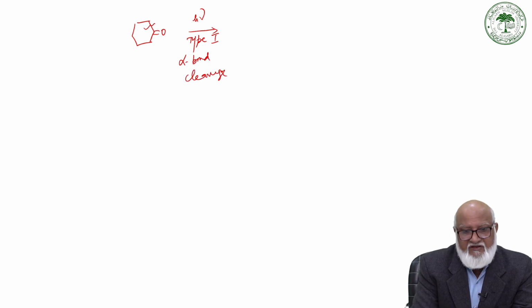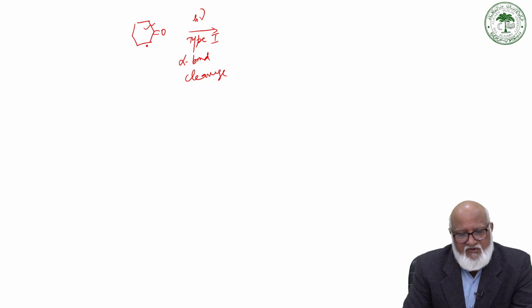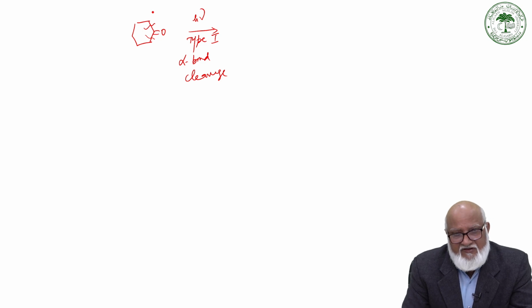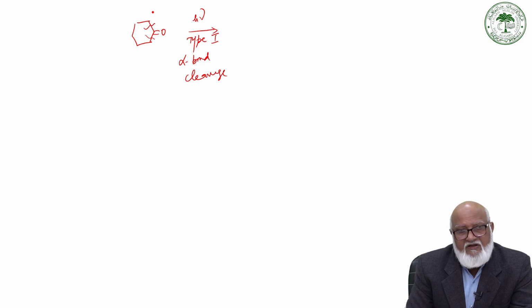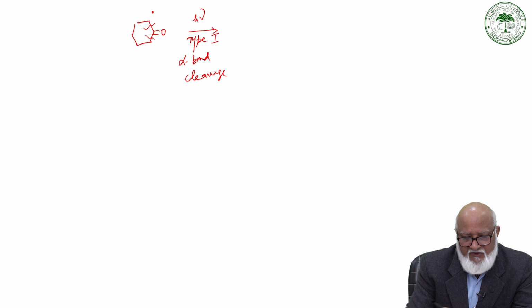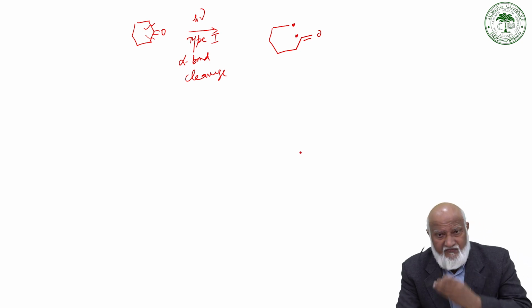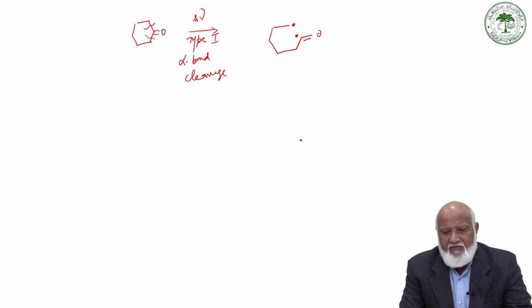We can cleave any of these because both the alpha carbons are symmetrically substituted. So whether we cleave this or we cleave this is not going to make any difference. But if the alpha carbon is substituted, then we will look for the more stable carbon-centered radical, because in either way the acyl radical stability remains the same. So if we cleave this, we end up with, this is the first step, an acyl radical and a carbon-centered radical.